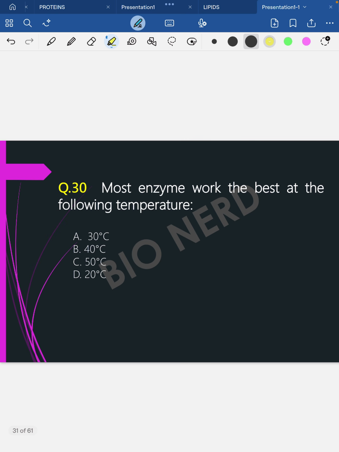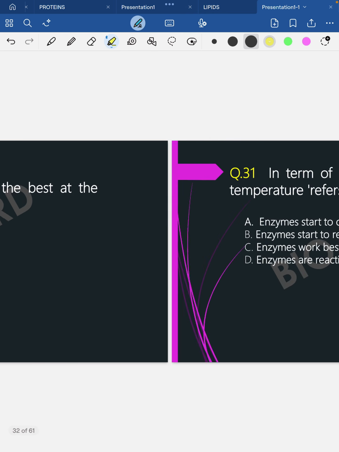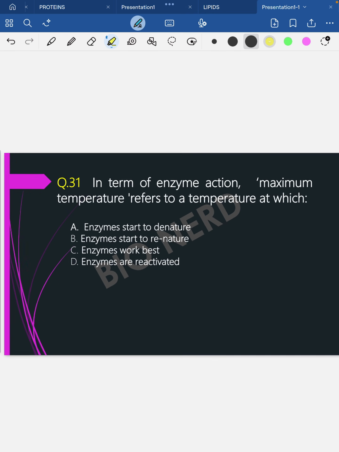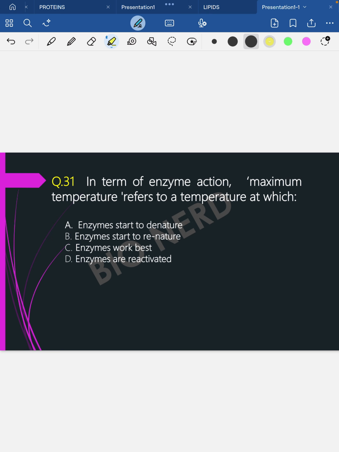30, most enzymes work the best at the following temperature. You know very well, mostly the human body temperature is around 37 degrees centigrade. So the nearest value is here 40 degrees. So 40 degrees will be the best option. In terms of enzyme action, maximum temperature refers to a temperature at which enzymes start to denature.